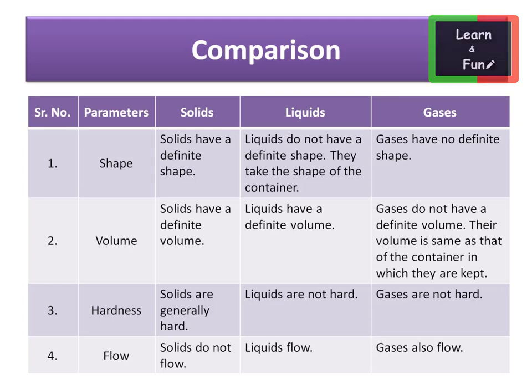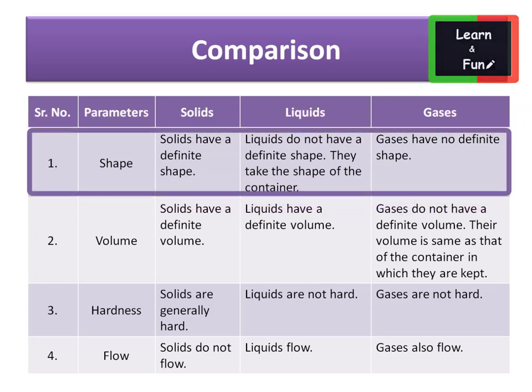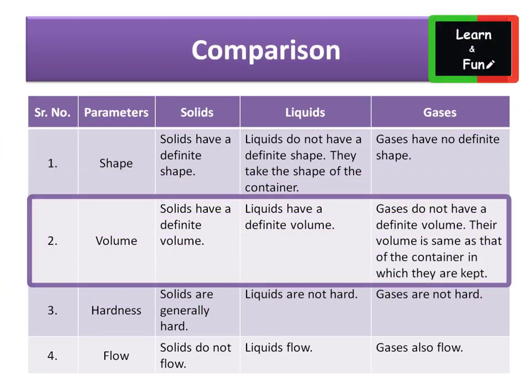Let's see comparisons between solids, liquids and gases. First parameter is shape. We have already seen solids have their own shape. Liquids do not have a definite shape, they take the shape of the container. And gases have no definite shape. Second parameter is volume. Solids have a definite volume, liquids have a definite volume, and gases do not have a definite volume. Their volume is the same as that of the container in which they are kept.